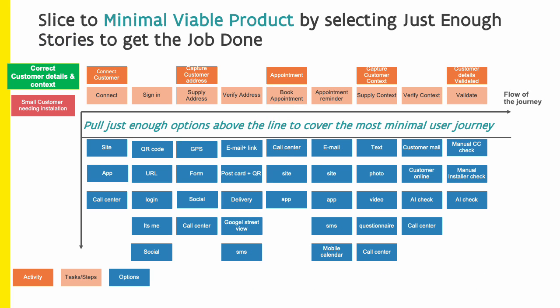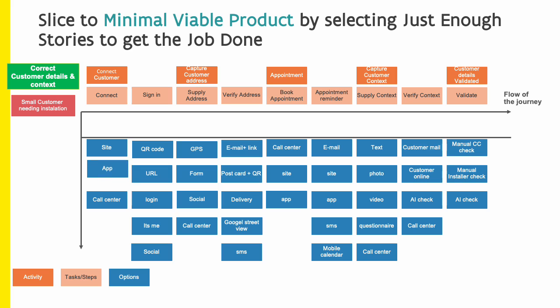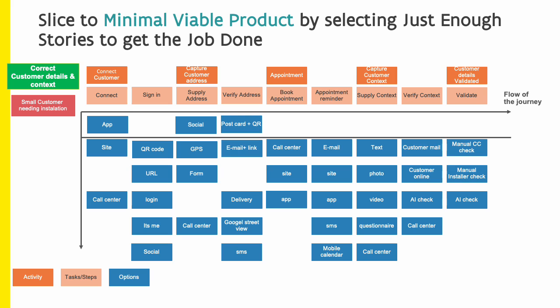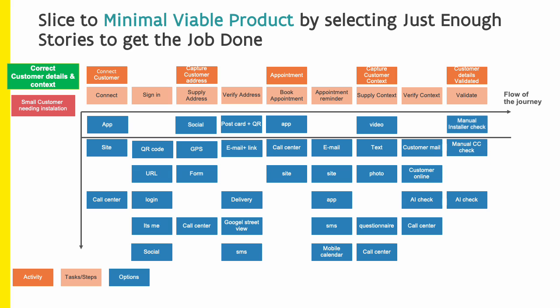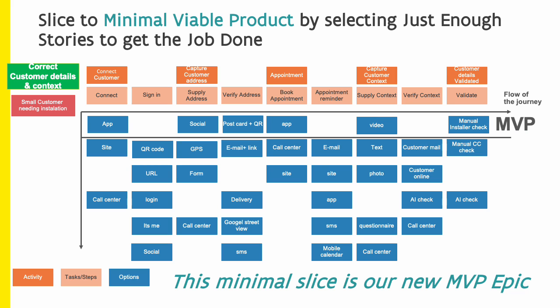Next, we will pull just enough options above the line to cover the most minimal user journey. In this example, we think that if we start out with the app, capture address details from social, send them a postcard with a QR code to scan and verify their address, book an appointment in the app, get them to make a video of the installation spot, and for now manually have the installer check this all before going to the appointment, we might achieve our user goal. Obviously, these are assumptions at this time that all remain to be validated. This minimal slice is our new MVP epic.